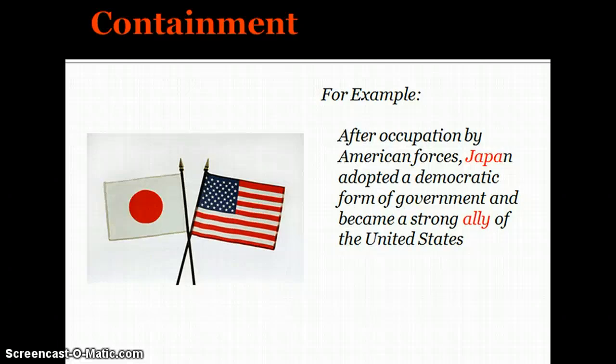For example, after World War II, the United States troops occupied Japan. After occupation by American forces, Japan adopted a democratic form of government and eventually became a very strong ally of the United States. So this is just one example of the United States providing foreign aid, like under the Marshall Plan, and it being successful. It helps the United States and it helps that other country as well.